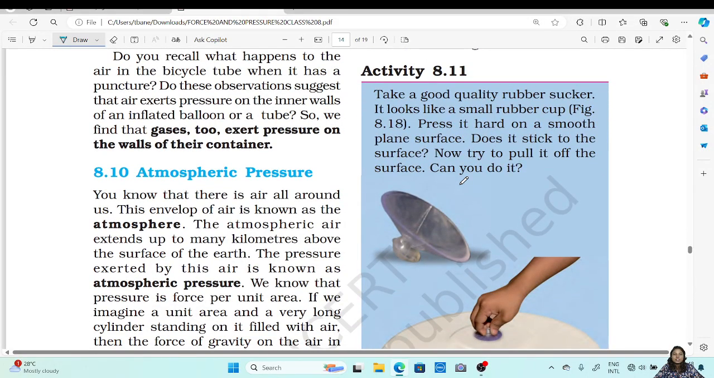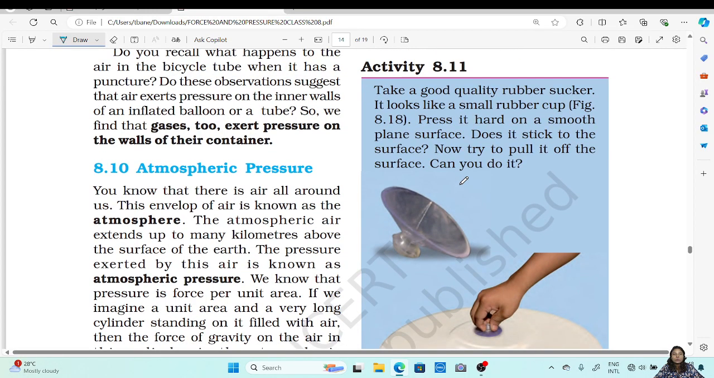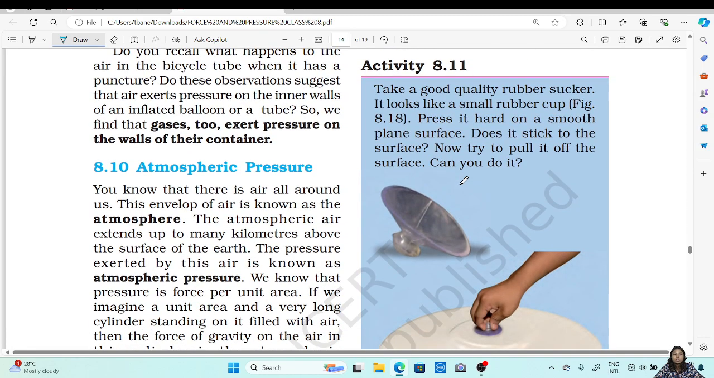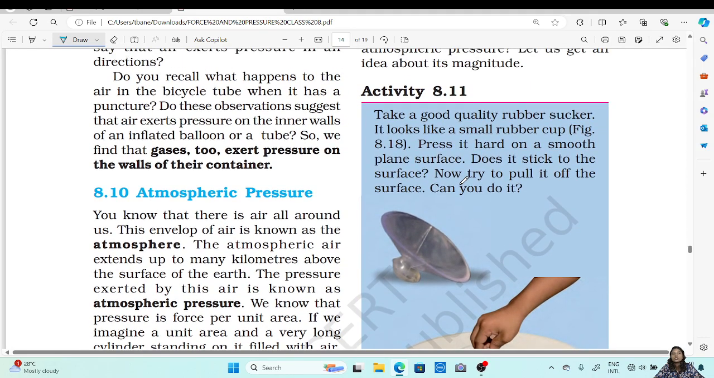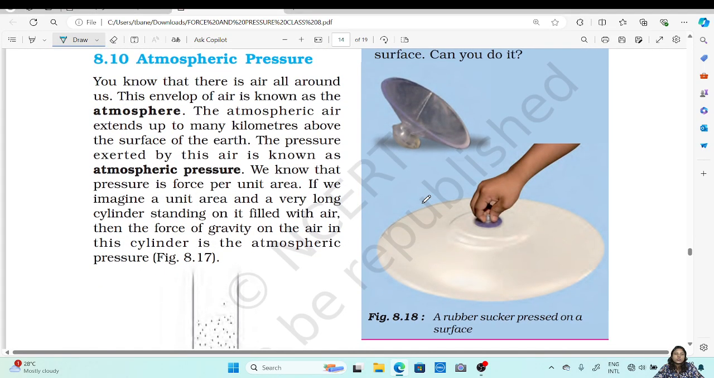Do these observations suggest that the air exerts pressure on the inner walls of an inflated balloon or tube? So we find that gases exert pressure on the walls of their container. The same happens with bicycle tires. The moment a hole is created, the pressure goes out and the tube goes flat. Now we'll see atmospheric pressure.